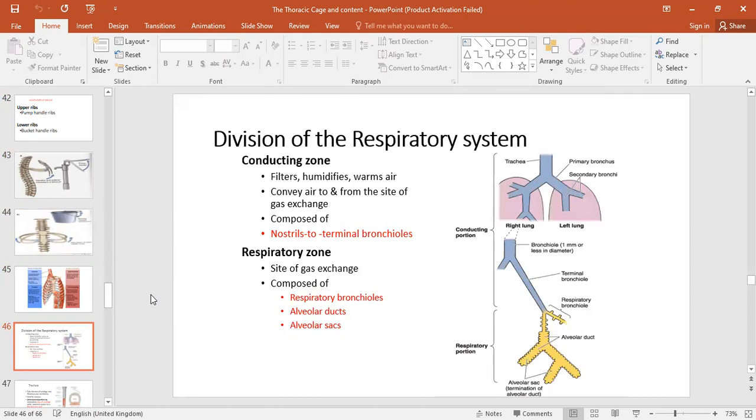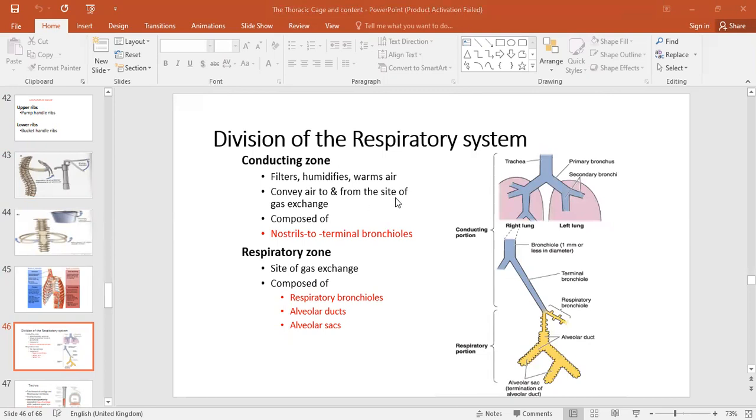Okay, next now we'll look at the divisions of the respiratory system. So we have two systems that we use to divide the respiratory system. We have the anatomical division. We also have the physiological division. So the first one we'll look at is the physiological division, looking at function. So if you're dividing the respiratory system using physiology or function, we are going to divide it as follows. We have conduction zone and respiratory zone.